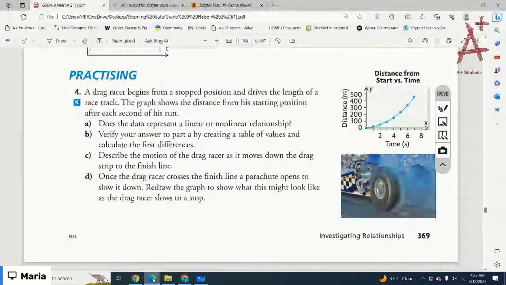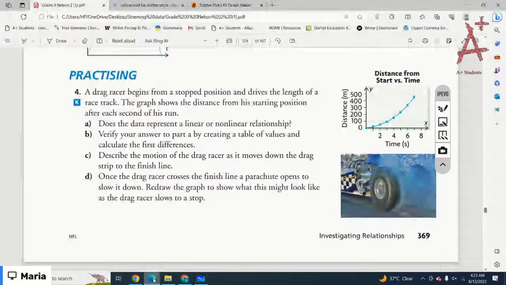So, describe the motion of the drag racer as it moves down the drag strip to the finish line. Okay, so you can see time and distance is not constant, right? So that means the racer does not drive at the same speed but gradually accelerates to the finish line, right? Okay, part D: if the drag racer crosses the finish line, a parachute opens to slow it down.